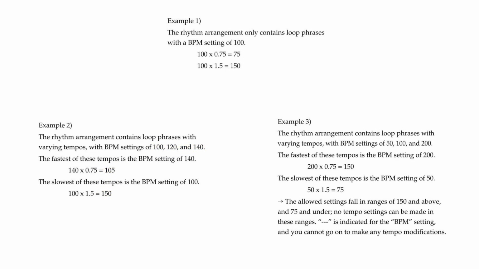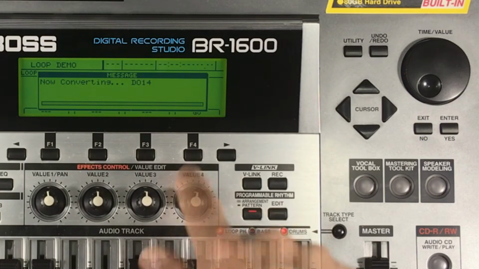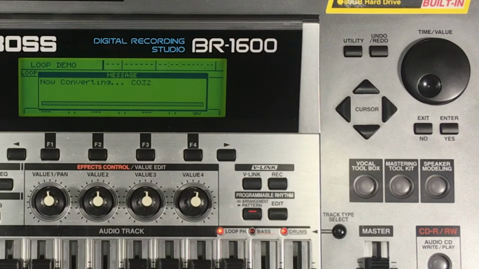If the tempos within the arrangement are 50, 100 and 200 BPM, then the difference between the fastest and slowest tempos is more than double, so no tempo adjustment is possible. If you modify loop tempos using this feature, the loops are written back to their original locations, overwriting the existing ones. This procedure cannot be undone and there is no way to recover the original loops, so use with caution.